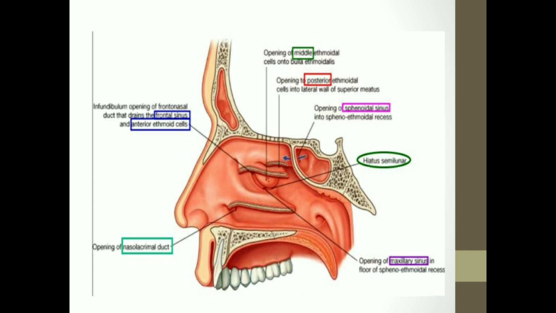The next, in the superior part, you see the presence of the posterior ethmoidal air sinus, and in the uppermost supreme meatus, you see the sphenoidal air sinuses. So these are all the openings you see in the lateral wall of the nose.